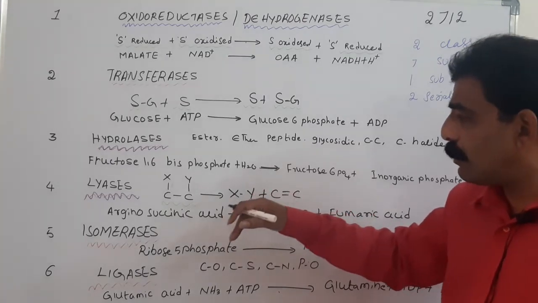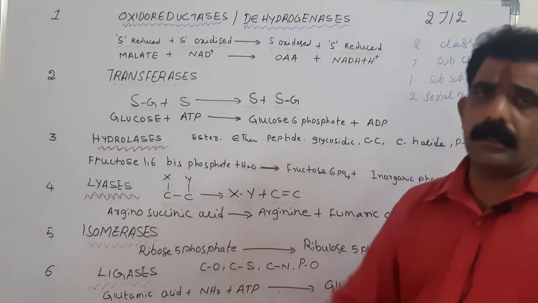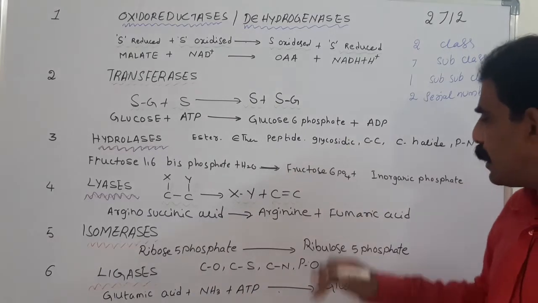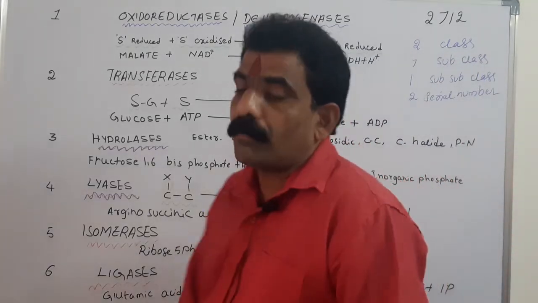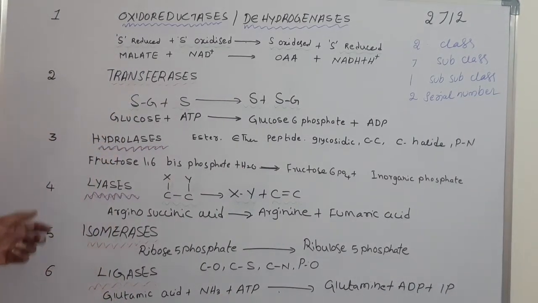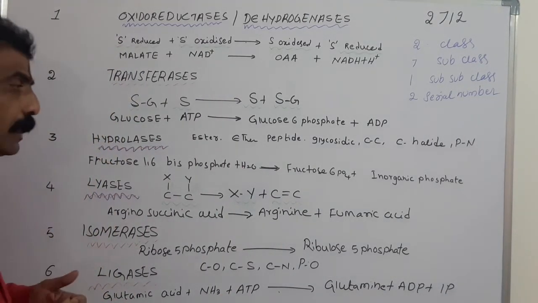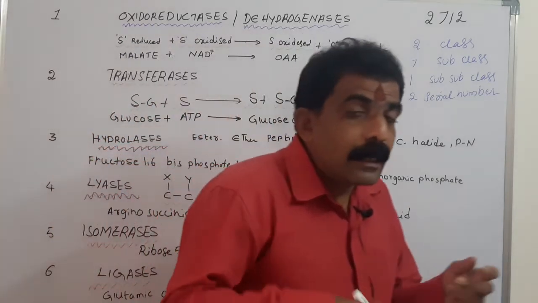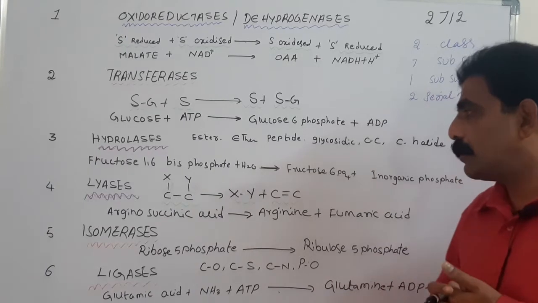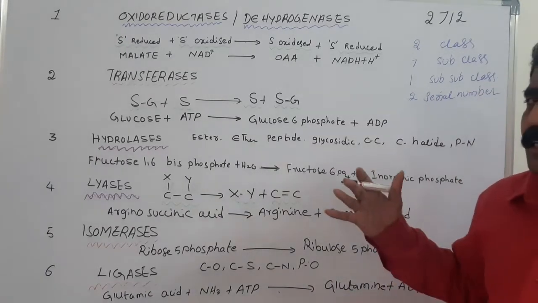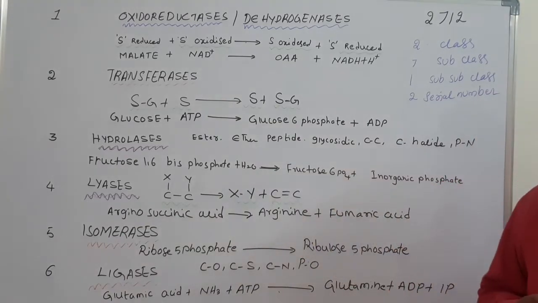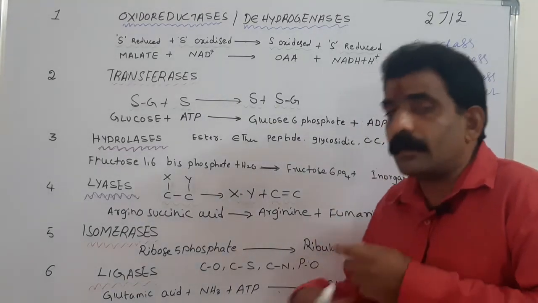You can understand this very well by using an example, argininosuccinic acid. Here it is split into arginine and fumaric acid under the influence of argininosuccinase. Argininosuccinase is the enzyme which breaks down argininosuccinic acid into arginine and fumaric acid by a mechanism other than hydrolysis, without using water molecules. So lyases are the enzymes which remove groups from the substrate without utilizing water molecules, meaning a mechanism other than hydrolysis.